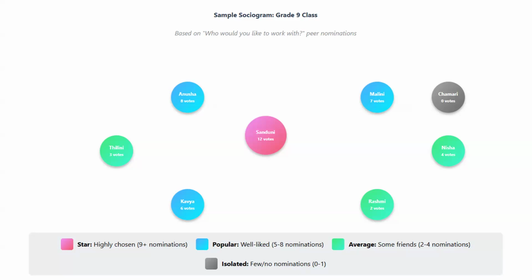Popular, who are popular, blue. 5 to 8 nominations. Anusha, Kavya, and Malini are popular in this class. And average, green, some friends, they have some friends. Nisha, Rashmi, and Tilini. Isolated, fewer or no nominations, that means they have no friends. I mean only one in this class, Chamari. Who would you like to work with, peer work or something like that?